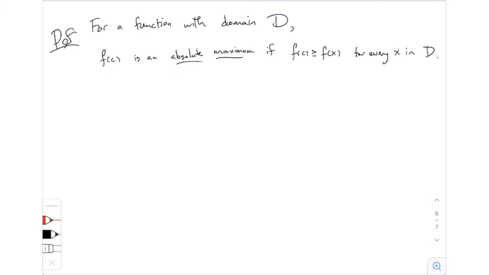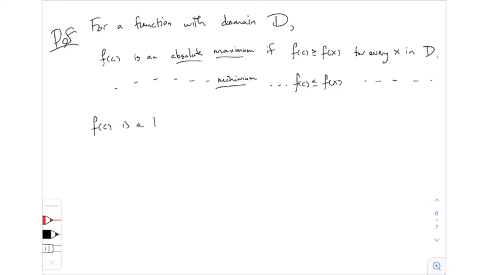And absolute minimum, can I just say like this? The only difference, the absolute minimum, if f(c) is less than or equal to f(x) for every x in the domain, all right? The absolute maximum is bigger than everything else. The minimum is lesser than everything else. And then what about local? I might as well write that here also. So f(c) is a local maximum.